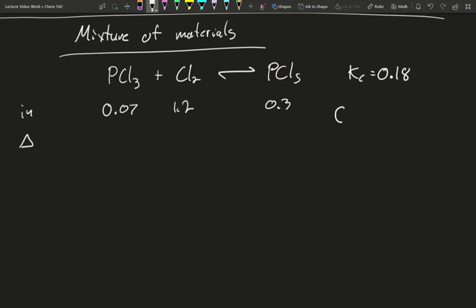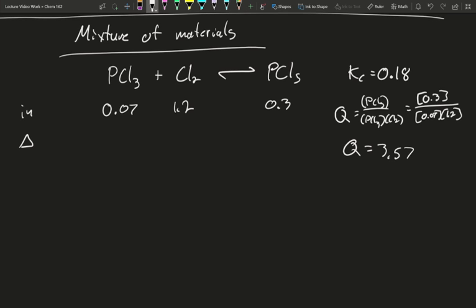For this, I need to solve Q. What is my present quotient? I can compare that to my equilibrium value to determine which direction this reaction will go. That's going to be PCl5 divided by PCl3 and Cl2: 0.3, 0.07, 1.2. If we actually calculate out our Q at this moment, it is 3.57. Q is greater than Keq, our Kc up above.